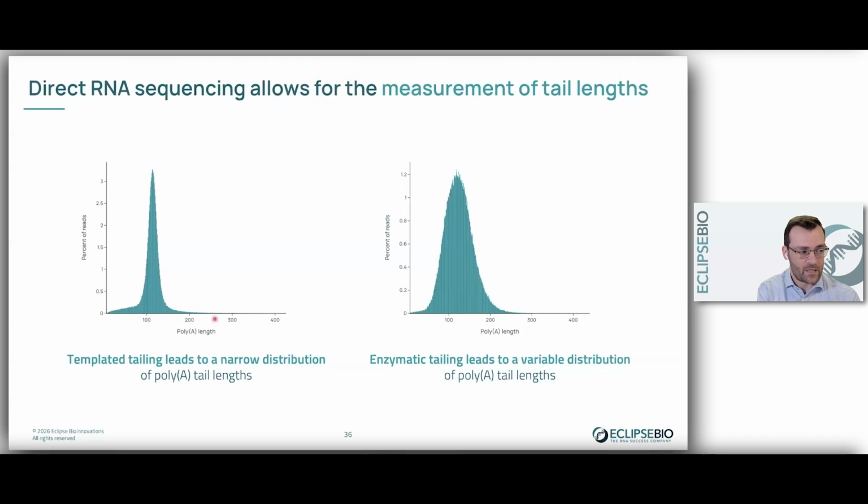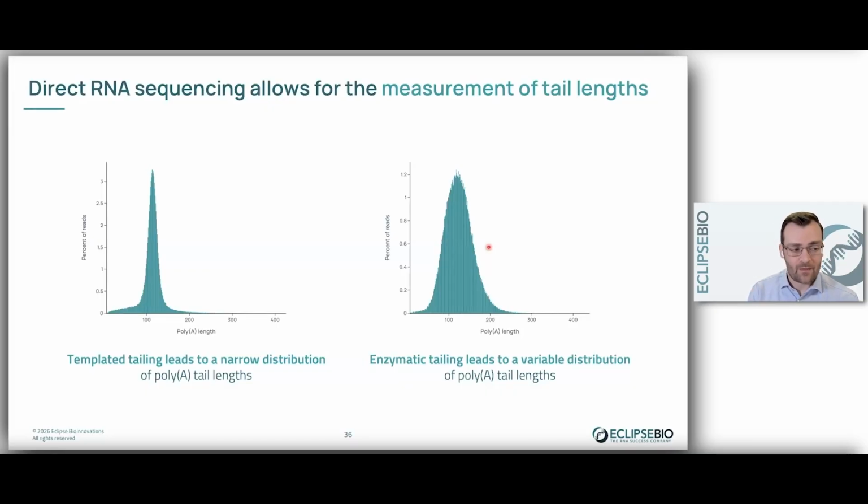So the length of the poly A tail is measured across all in vitro transcripts using direct RNA sequencing is here. And then the percentage of them is along the y-axis. On the right side, I'm showing an example where there's enzymatic tailing, in which case we see a much wider distribution consistent with variability in how the enzyme is adding the tail to it.